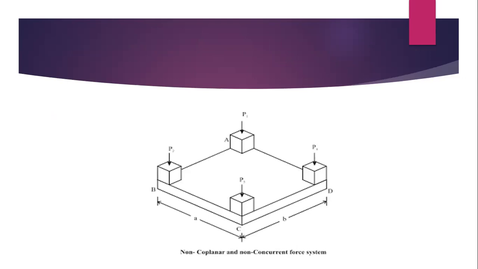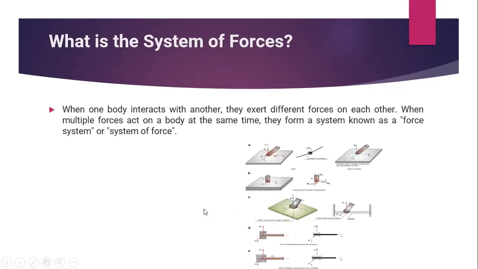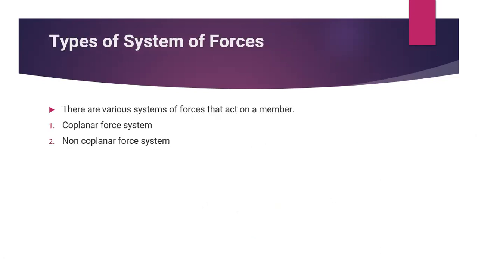This is a simple diagrammatic explanation which is given here. The system of forces can be understood with this graphical and illustrative picture. Here we can see a number of forces acting in the same direction or the same plane simultaneously at a point. Now what are the various systems of forces that we are going to see in the next slide? Coplanar forces and non-coplanar forces. These are the two categories of system of forces.